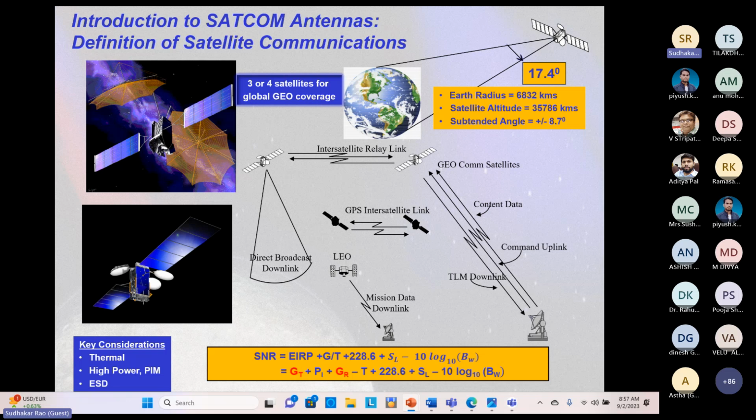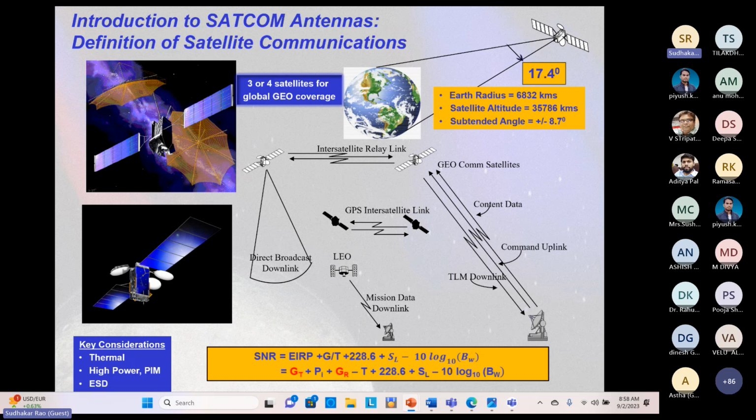So what are the key considerations? Thermal: it has to cover very large temperature ranges, minus 170 to plus 190 or so, both the hot and cold side. It should be able to handle high power. Low PIM: typically minus 135 dBm is the PIM spec, but it depends on the frequency band and so on. ESD, electrostatic discharge, is very important. You need to keep it low or actually nothing. And it has to meet very stringent cross-pole discrimination requirements of 33 dB.